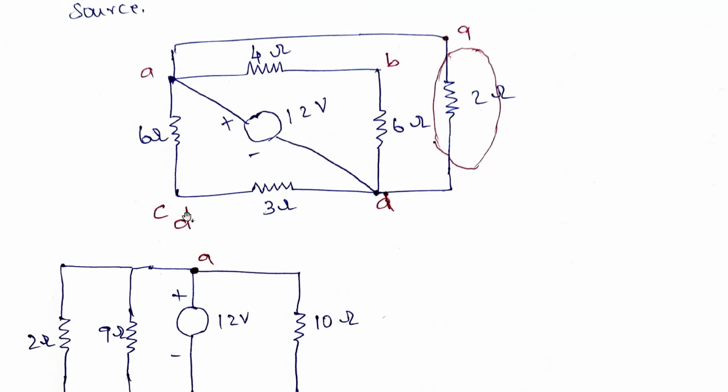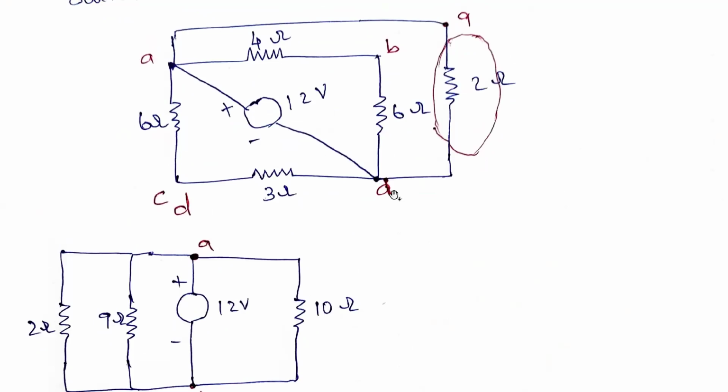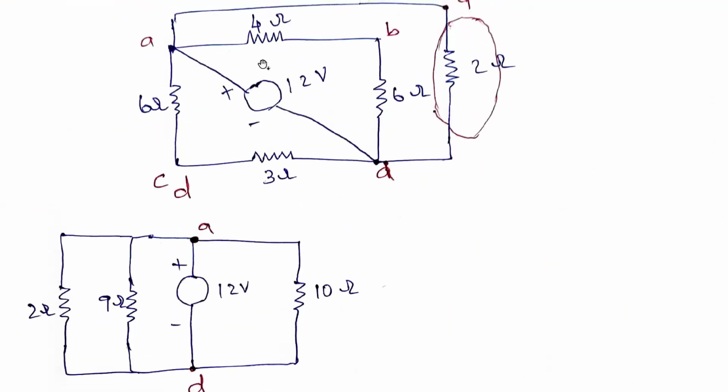Okay, this is D. This is C. Now what we are doing is this 12 volt as it is we are taking, and here you see this 10 amperes. So how it is 10 amperes across this 12 volts. This 6 and 4 ohms are in series. So 6 plus 4 is 10 ohms. So this I am as it is taking, that is across the A and D point.